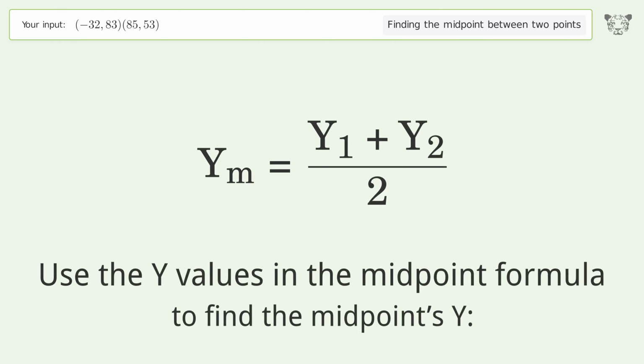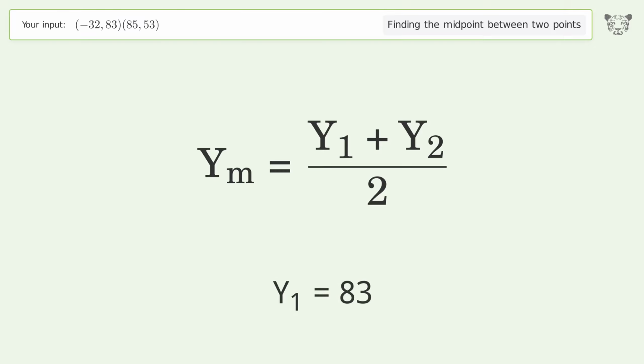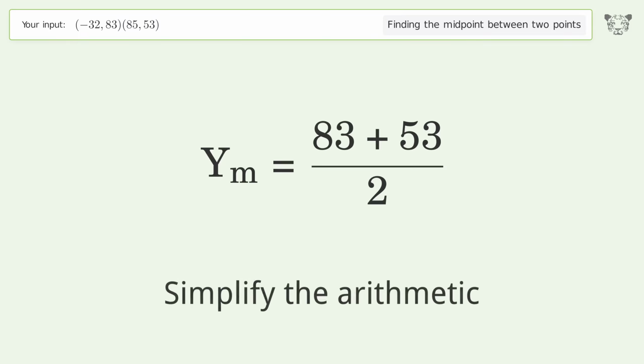Use the y values in the midpoint formula to find the midpoints y. y1 equals 83. y2 equals 53. Simplify the arithmetic.